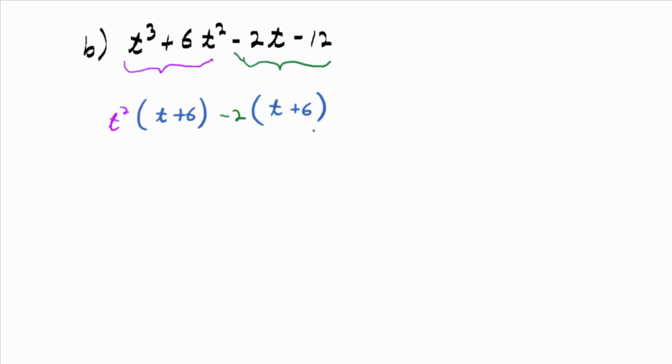So what do you pull out? You factor out the common factor of t plus 6, right? Quantity t plus 6. And what's left from both terms? T squared minus 2. That's it.